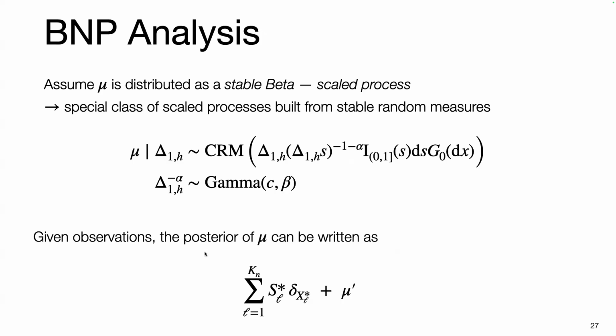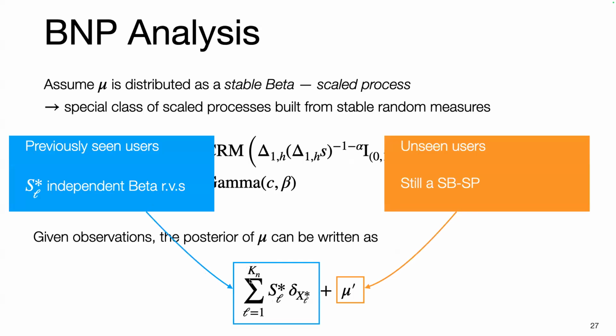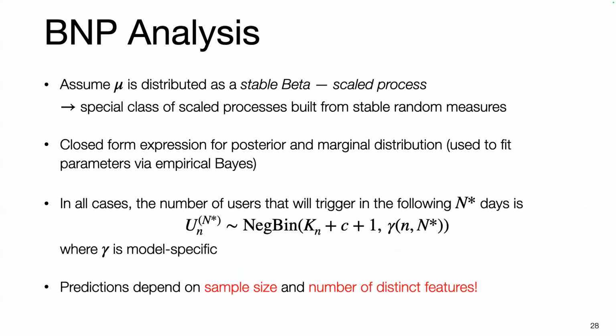And then given observations, in all our models, the posterior of mu can be decomposed as the sum of 2 parts, where the first part is supported only on previously seen users, and in particular, these S stars here are independent beta random variables, while mu prime is supported only on the users unseen so far, and is still a stable beta scale process. So this allows us to have a closed form expression for the posterior and marginal distribution. In particular, we use empirical Bayes to fit the hyperparameters in the model by maximizing the marginal log likelihood.